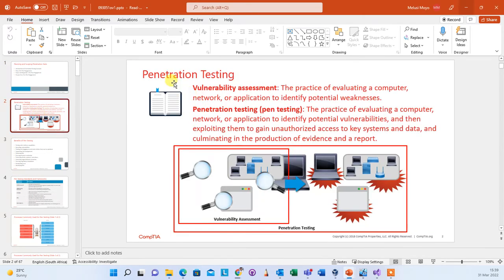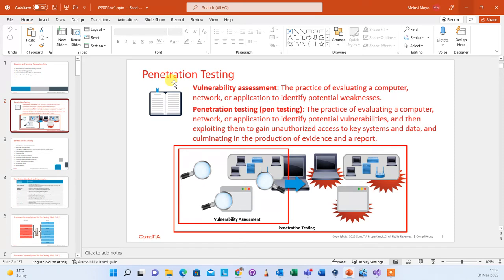Okay, so let's start with penetration testing, right? We have terms that you're going to hear a lot when you are part of a pen testing team, or you are taking your CompTIA PenTest Plus. So we have the vulnerability assessment, right? These are two different terms: vulnerability assessment and penetration testing. These are two different things, two different processes, two different practices.